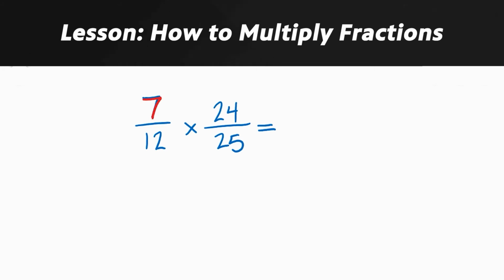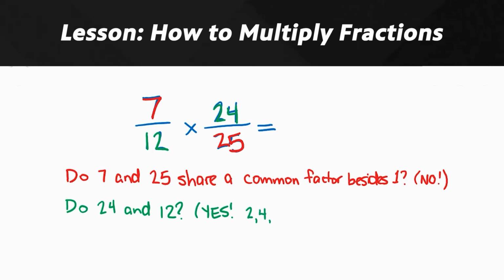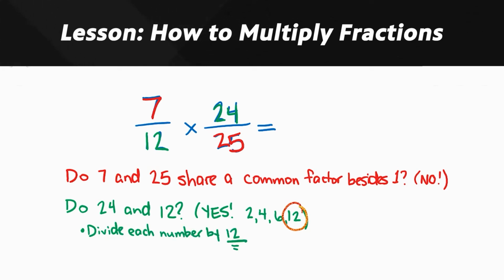We have 7 over 25 and 12 and 24. Okay, can we simplify 7 over 25? Unfortunately, no, but we can simplify 12 over 24. That one's actually pretty easy because 12 and 24 are both part of the times 12s. So if I divided each number by 12, I'd end up with 1 and 2. So I'm going to replace the 12 and the 24 with 1 and 2.